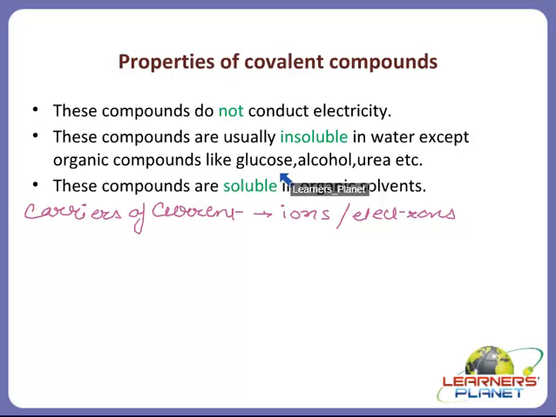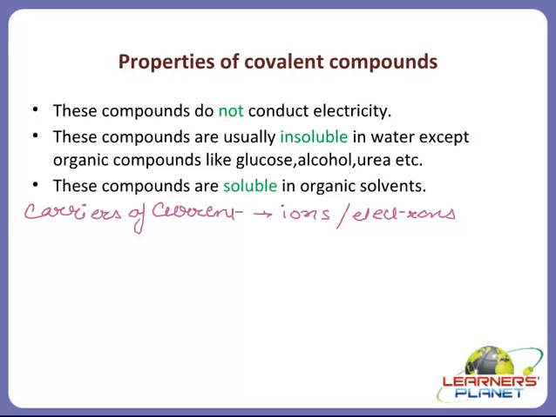So organic compounds like glucose, alcohol, urea, they form hydrogen bonds with water. This type of bond I'm definitely going to discuss in your 11th session, okay? Now these compounds are soluble in organic solvents like ammonia or HCl or phosphoric acid or phosphorus pentoxide or PH3 or sodium hypophosphite or ammonium chloride, all are soluble in organic solvents. Right? Ammonium chloride is a salt. It is soluble in water. So these covalent compounds are soluble in organic solvents.